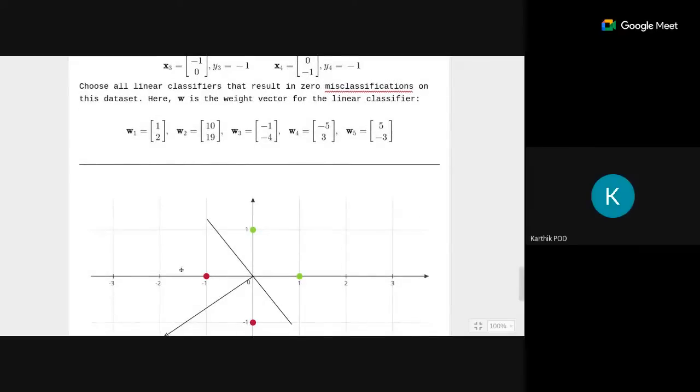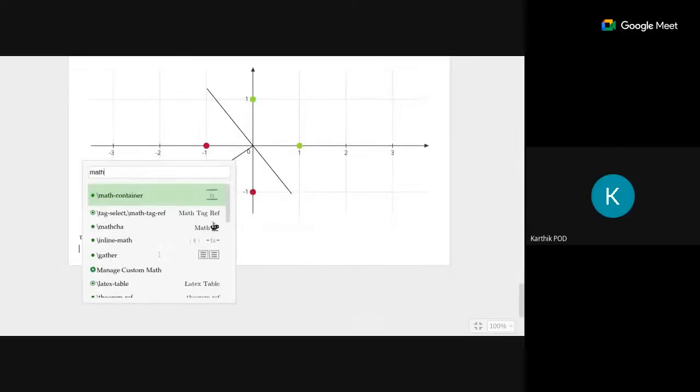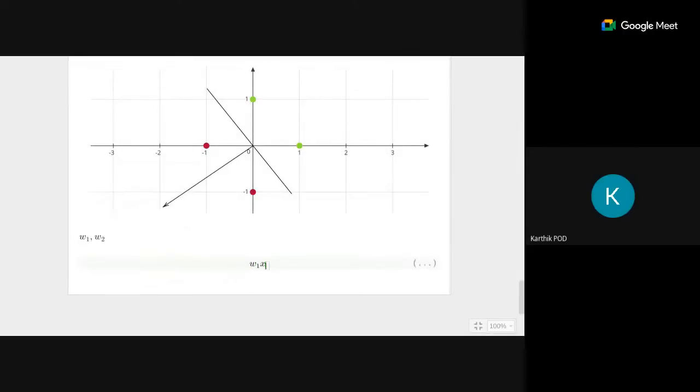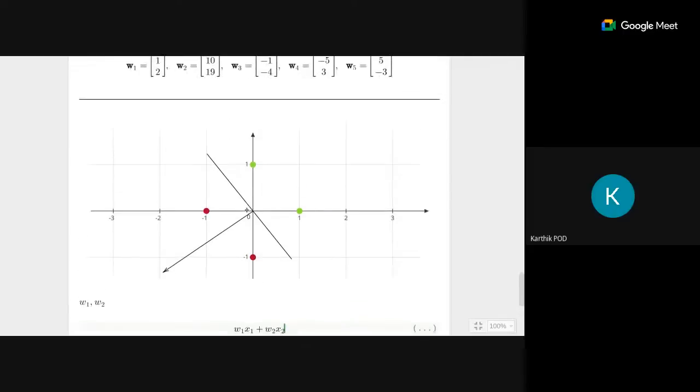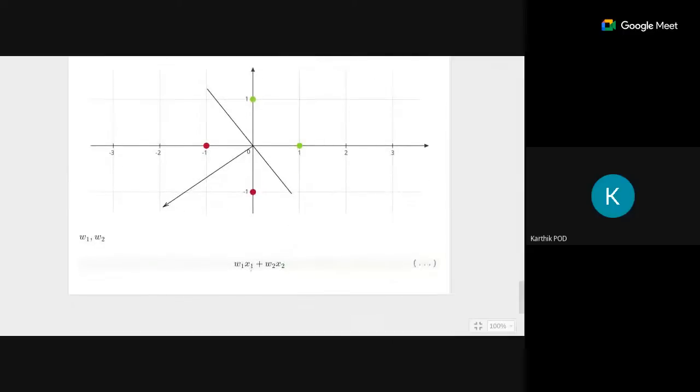Yeah. So the other way of solving this is to compute W transpose X. You can write down W1 X1 plus W2 X2 and see if it is greater than or equal to 0, less than or equal to 0. For example, for these two points, for 1, 0, W transpose X will just be W1 X1. And for the second data point, it will be just W2 X2.